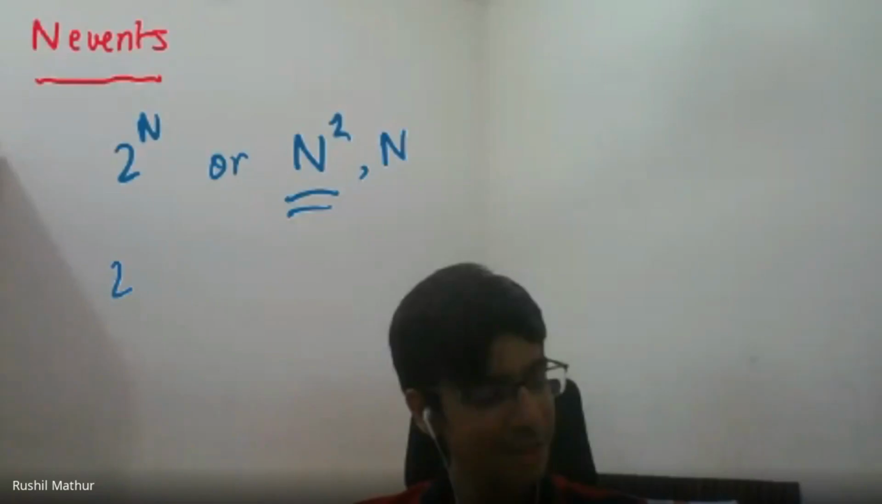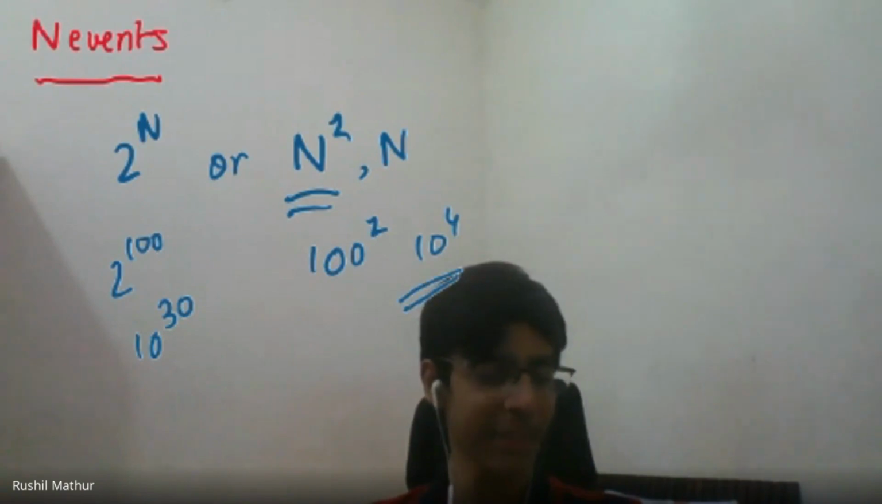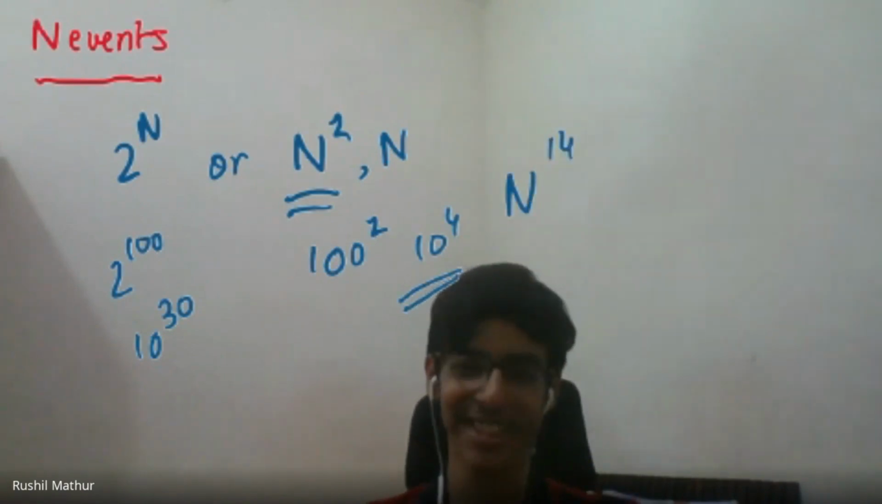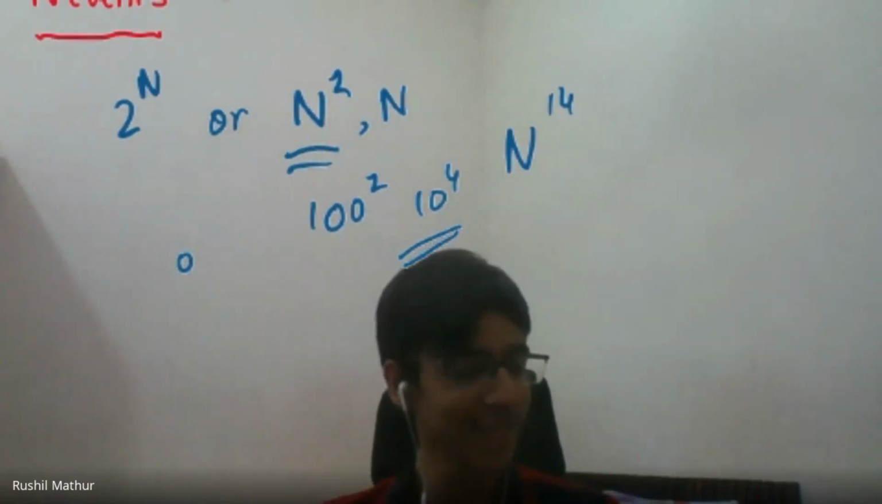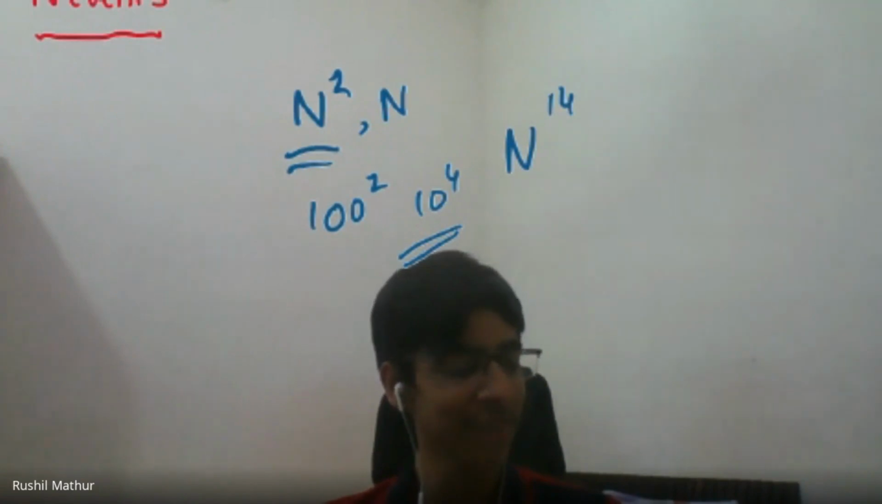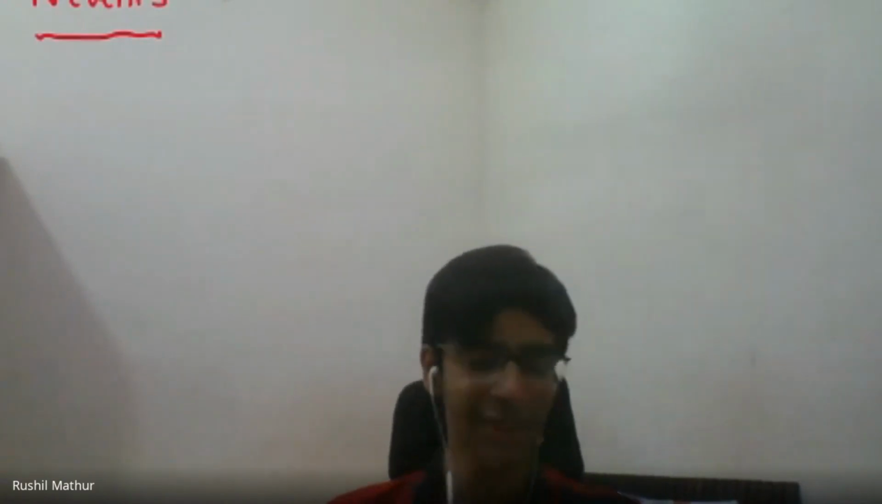Clearly, we should use polynomial because exponential rises very fast. If 2 to the 100 is about 10 to the 30, and this would be 100 squared, this is 10 to the 4. This is obviously much better. In fact, even n to the 14 or 15 is better than this. So in general, polynomial time is something that you would really like. And when a question cannot be solved in polynomial time, it's not nice. It's called a non-polynomial time problem.